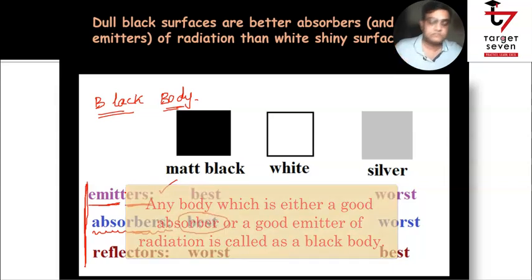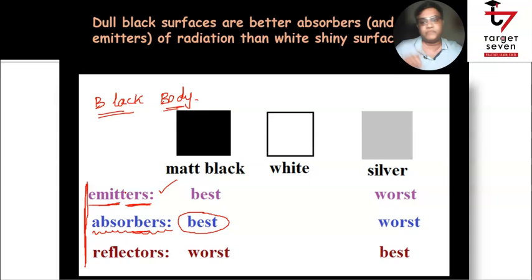Apart from absorbing and emitting, there is yet another property, which is the property of reflection. Now, there is radiation incident on a specific body, and it is a good absorber, which means it is able to absorb. Does it then automatically mean that it does not reflect anything at all?